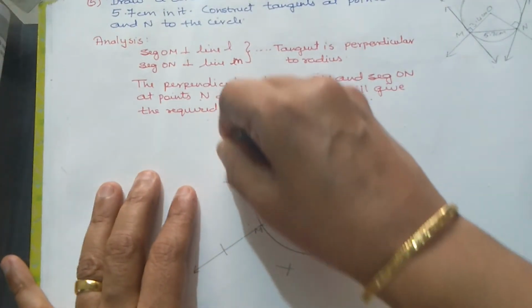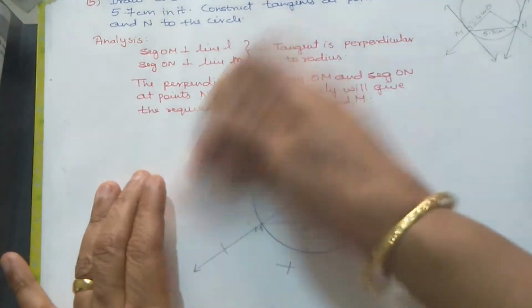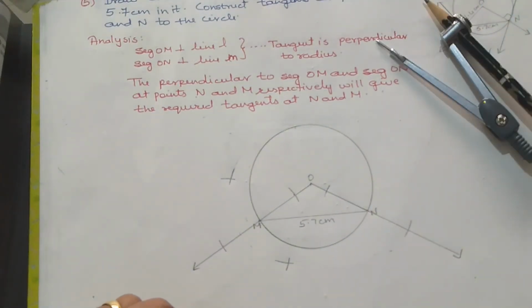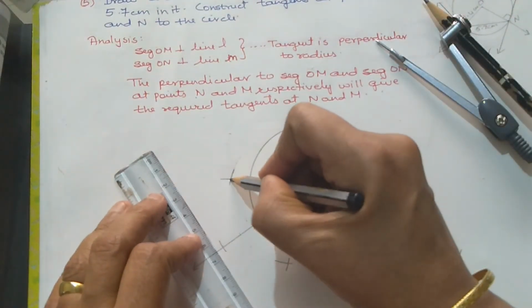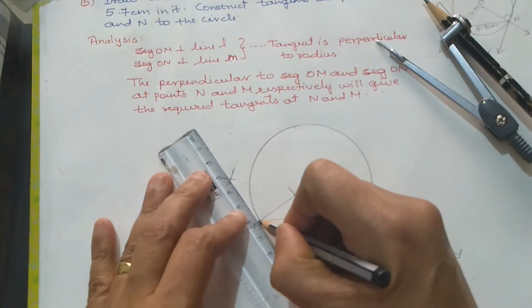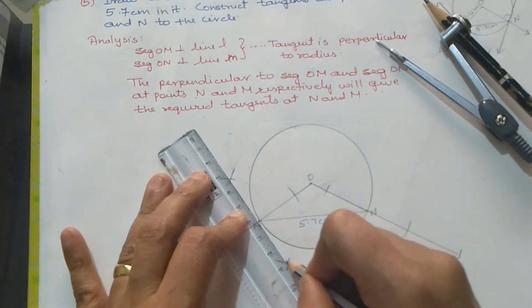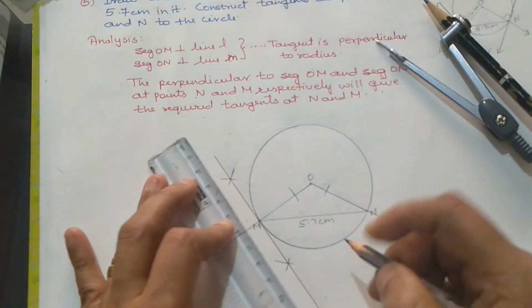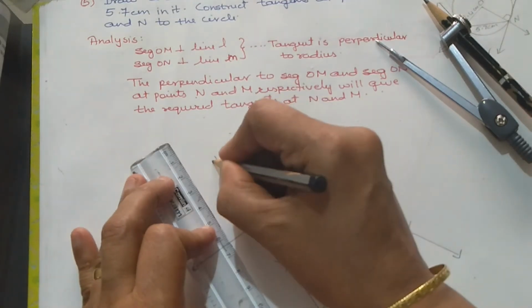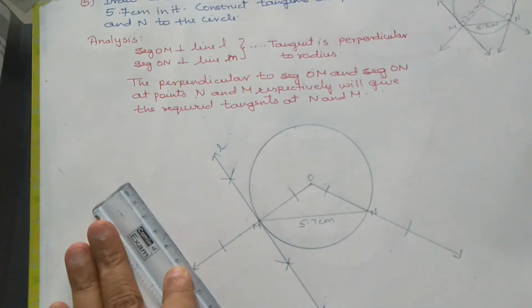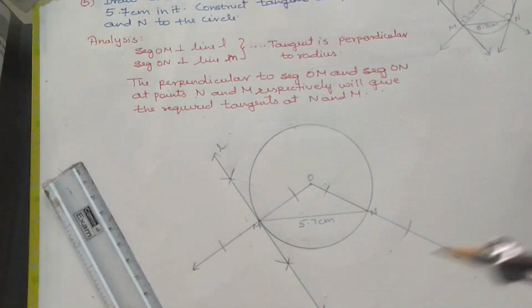Remove the unnecessary part of the arc which is not required. Now draw a tangent from point M passing through this point and this point. So this is a line L which is a tangent from the point M of the chord.